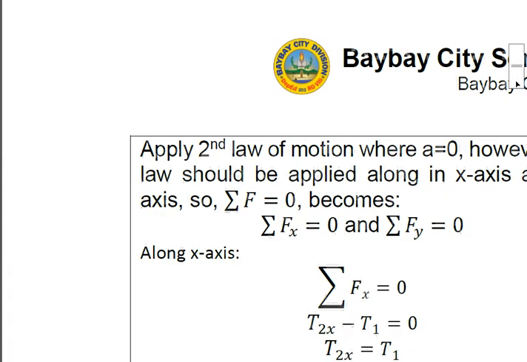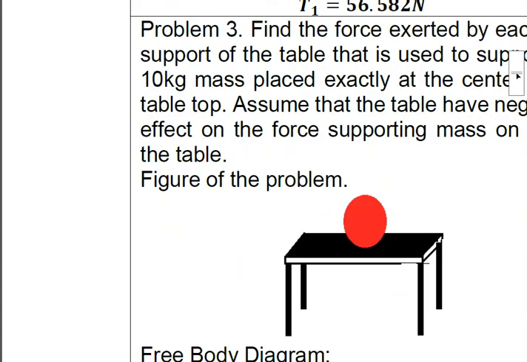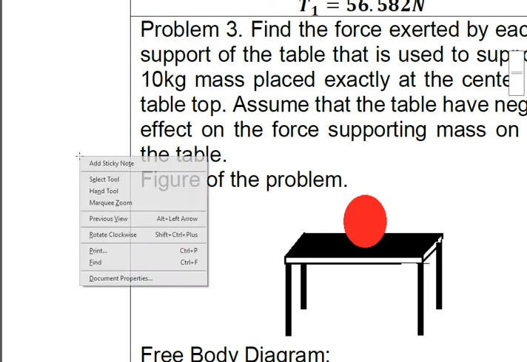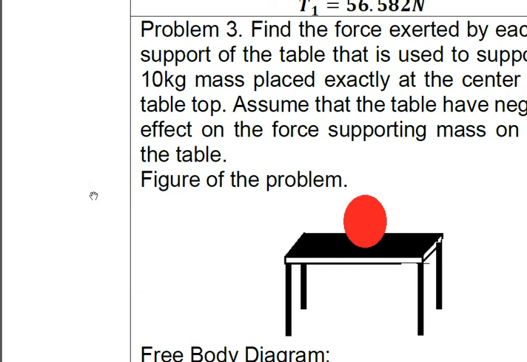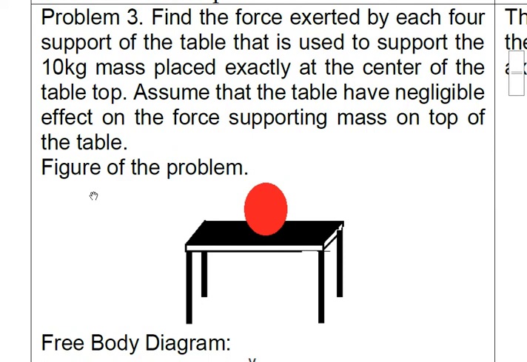Now we are going to move forward. We're going to have another problem. Basically this problem is quite easy. Hand tool. So I'm going to use the hand tool for me to drag. So in this problem, you have an object resting on the table. Find the force exerted by each force support of the table that is used to support the 10 kilogram mass placed exactly at the center of the tabletop.